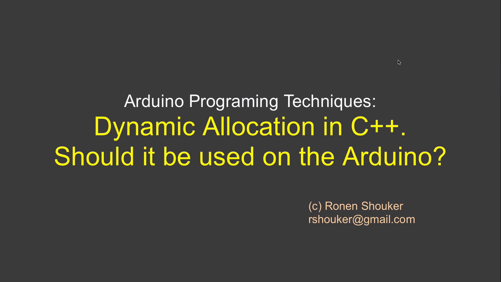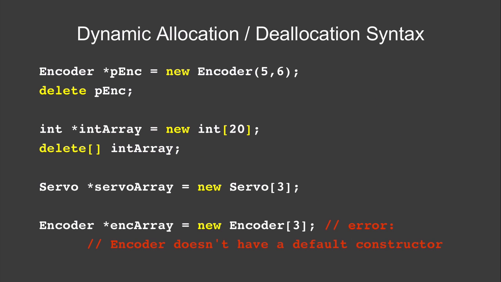Dynamic allocation in C++. Should we do it on an Arduino? Okay, let's first look at the syntax. The syntax is very simple.